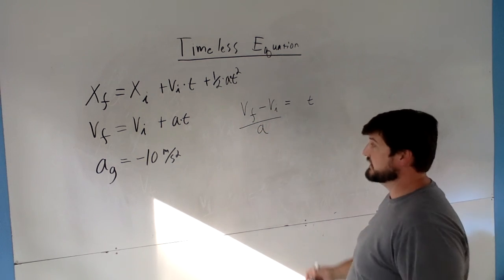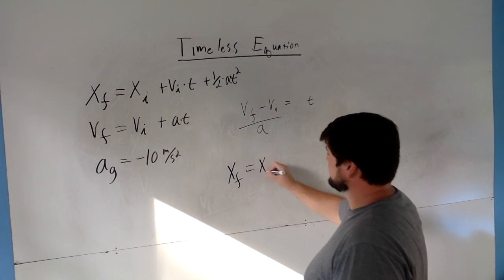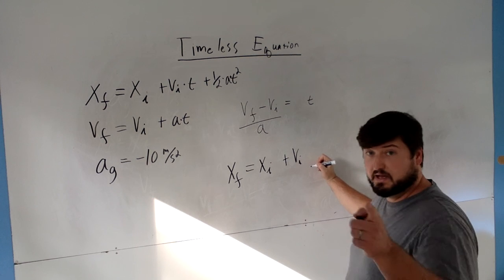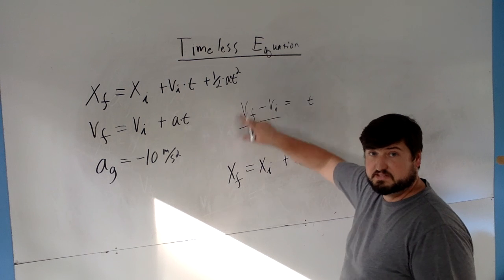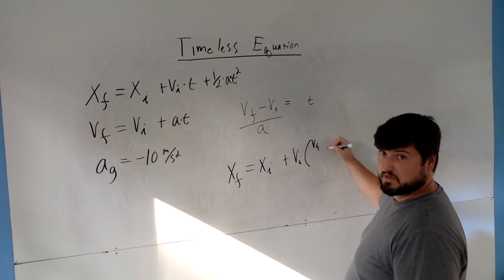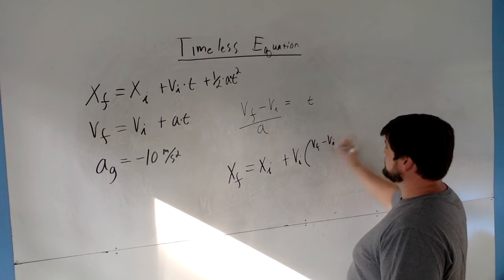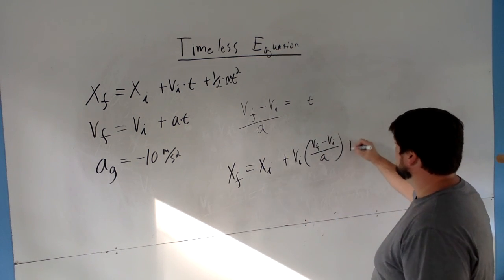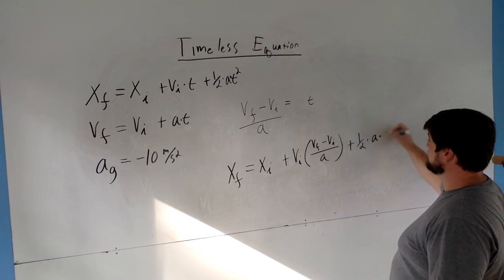So I'm going to do that now. First off, I've got x final is equal to x initial plus velocity initial times time. Now, I don't want to put t in. I want an equation that doesn't have t. So I'm going to plug this in place of t. This is going to look complicated because it kind of is at first, but it simplifies down really quickly. V final minus V initial over A, that's the same as t. Okay? Now, I also have to put in my acceleration term, so 1/2 times A times t squared.